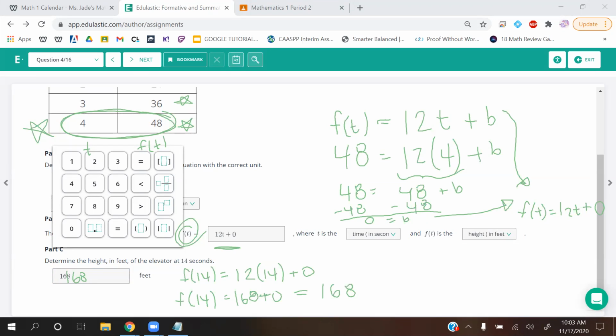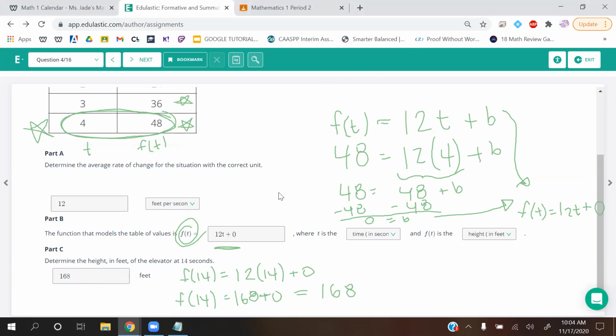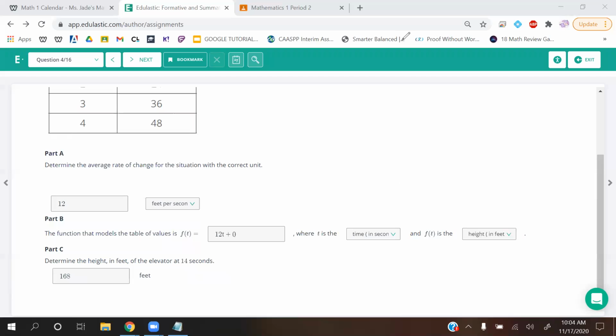So it looks like there are no questions. So if not, then I'm going to clear the annotations and we're going to go to the next one.